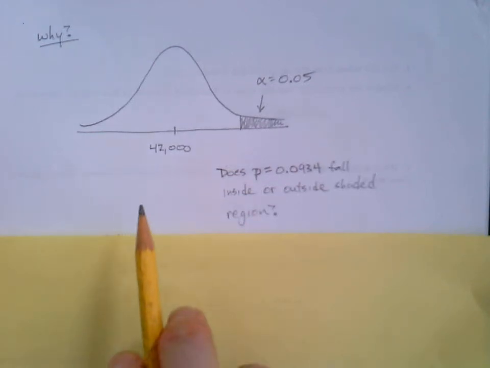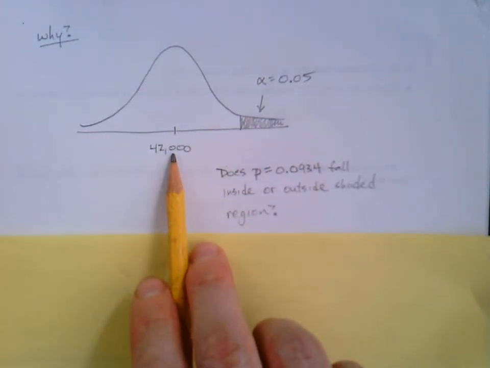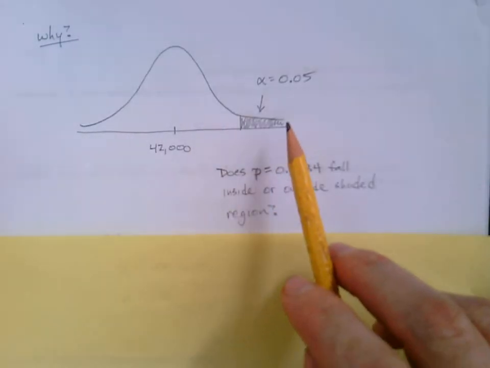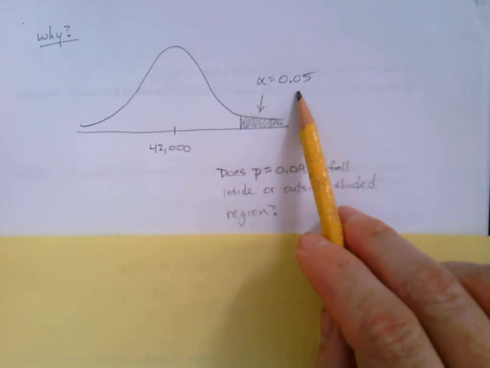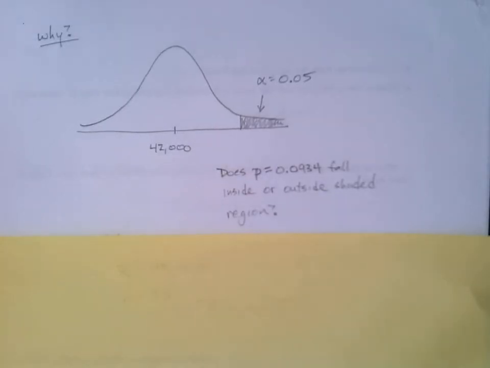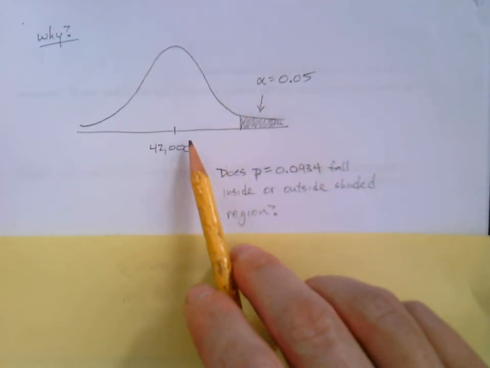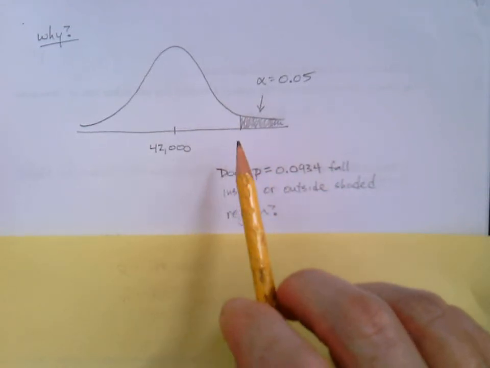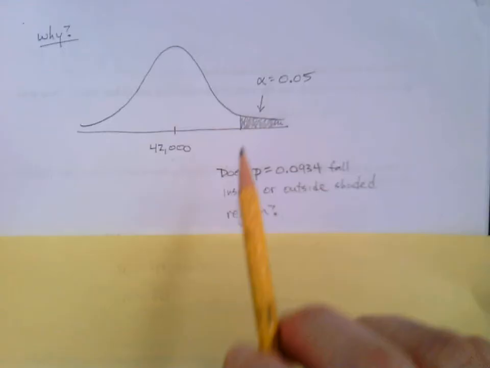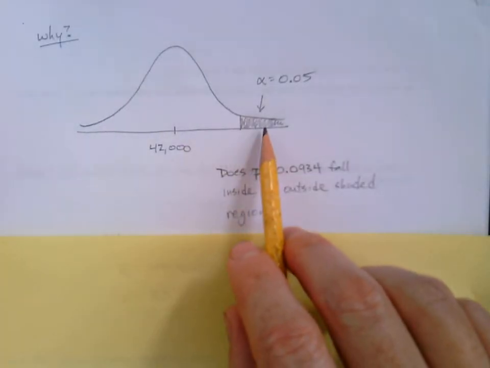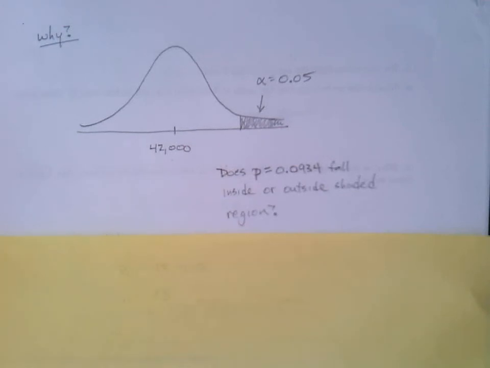We assume that mu there at the middle is 42,000. I have shaded the significance level of 0.05. We shaded above because we're questioning whether these managers really make more than the 42,000. So the "more than" tells us to shade up here.